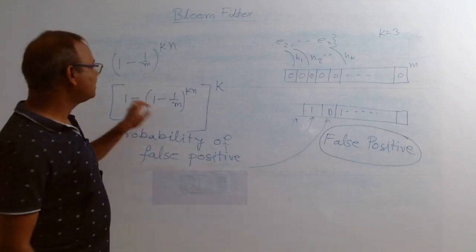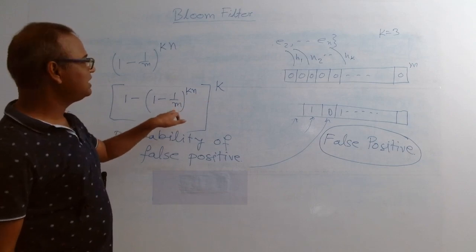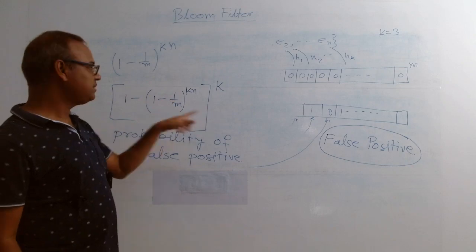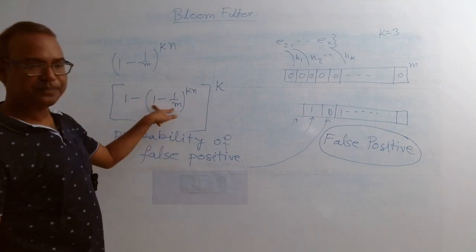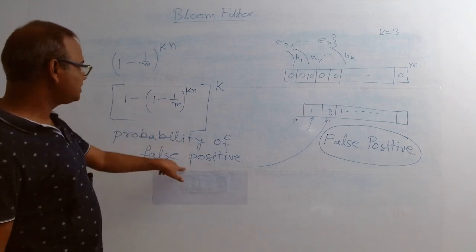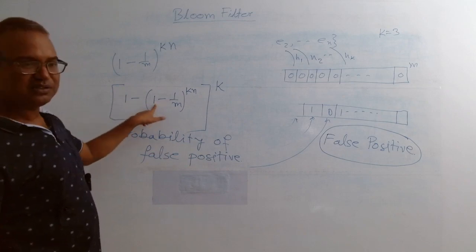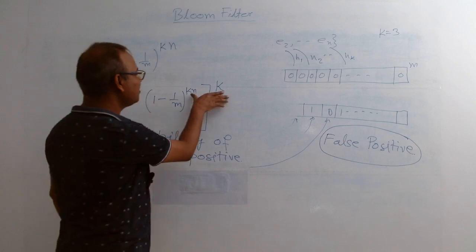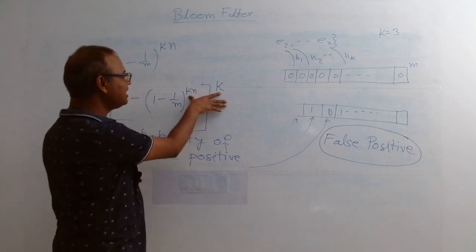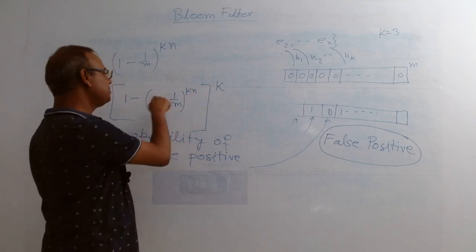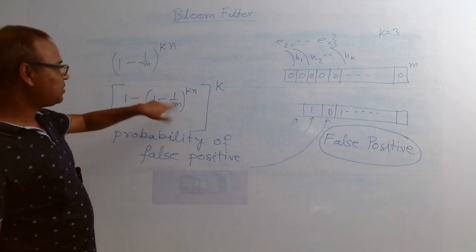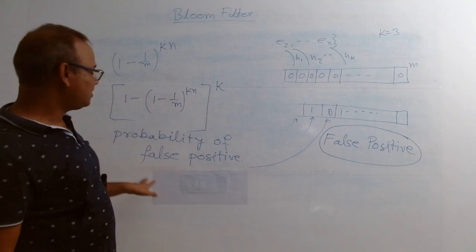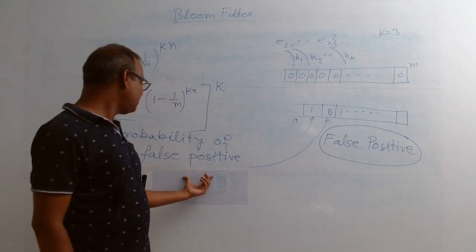So now we can change these parameter values. If we increase the size of m, then 1 by m becomes very small, and the probability of a false positive becomes 1 minus 1, so it will become almost 0. So increasing the size m will reduce the probability. Again, if we increase k, the probability also reduces. Why? Because this is a fraction, and if we increase the power of the fraction, it becomes a smaller fraction. So we can tune k and m to get a very nice probability value.